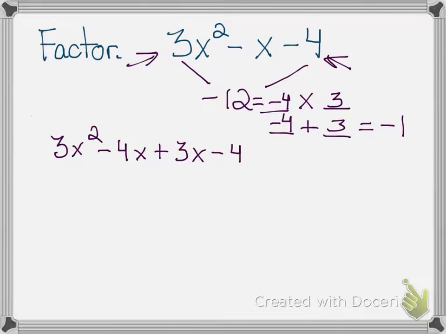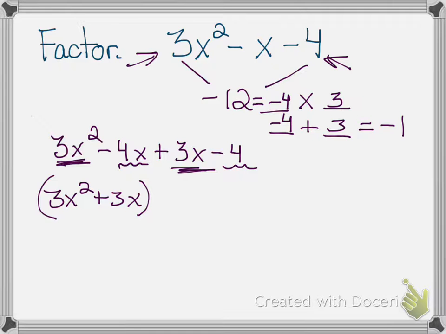Then you're going to group your terms that have a GCF together. So what I mean by that is, look at the first two terms I wrote. I have 3x squared minus 4x. They don't really have a GCF besides 1 and x. But if you look at 3x squared and 3x, they have a lot more in common. So I'm going to group them together. And then if you look at negative 4x and negative 4, they have something in common as well. So I'm going to group them together.